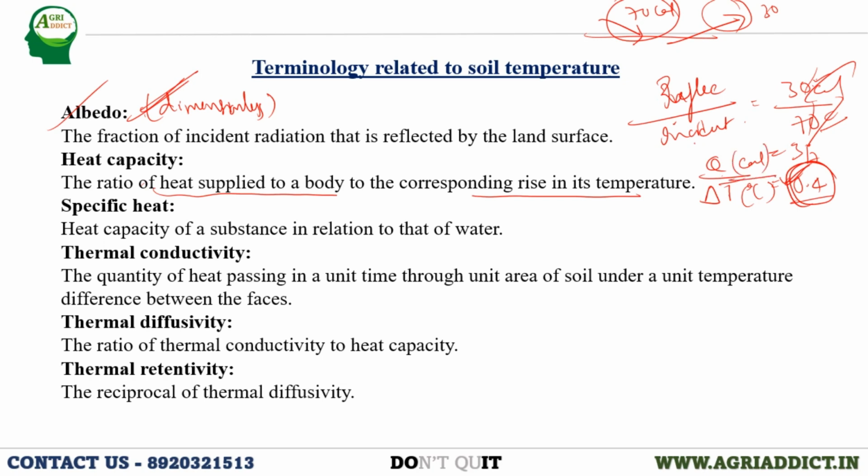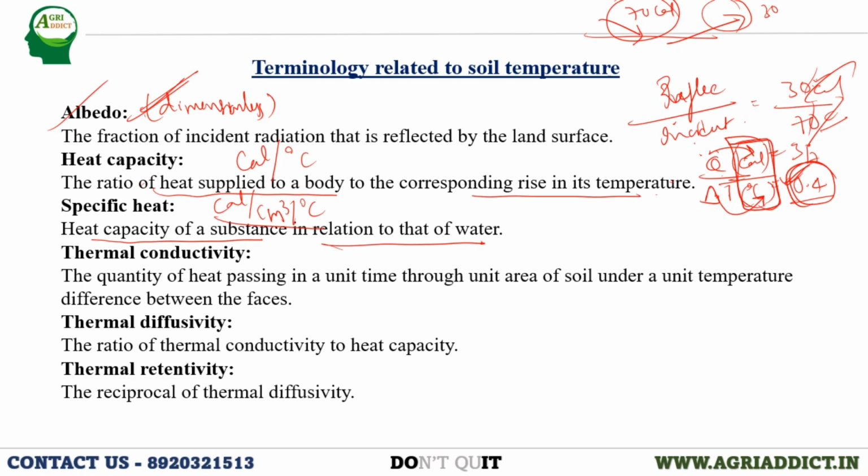Don't mug up these units as they are. Just read the definition and write the unit according to the definition. Heat capacity is nothing but the ratio of heat to change in temperature. Heat is represented in calories. Temperature is represented in degree centigrade. So, the total heat capacity unit will be calorie per degree centigrade. Next one is specific heat. This is nothing but the heat capacity in relation to the water. This is nothing but the specific heat capacity. The units can be calorie per centimeter cube per degree centigrade.